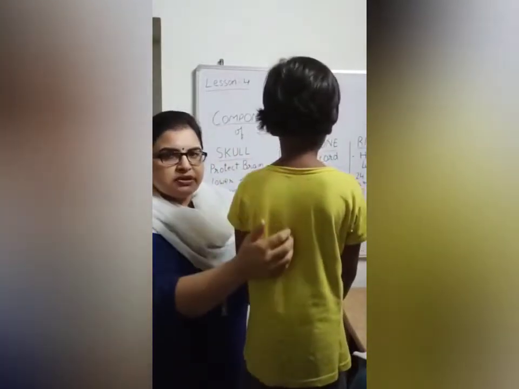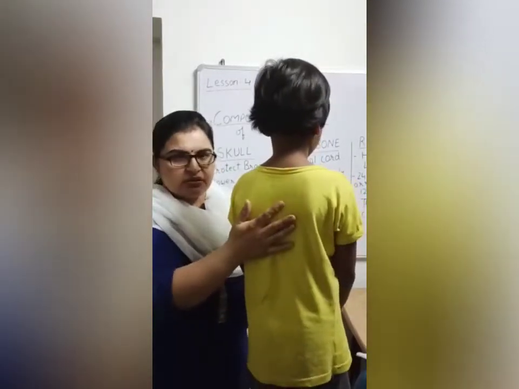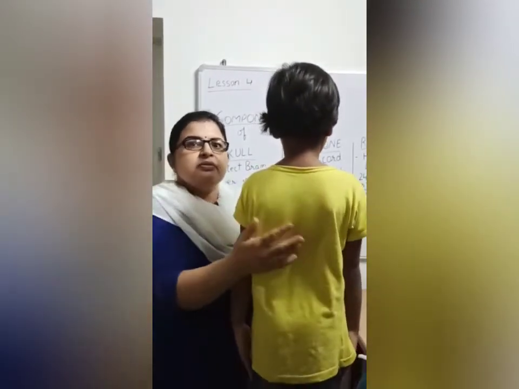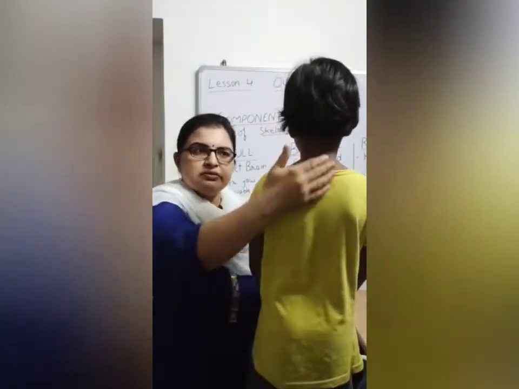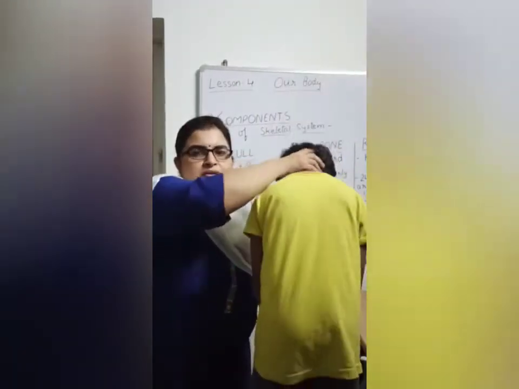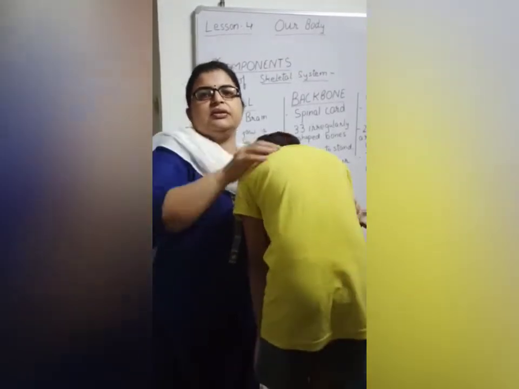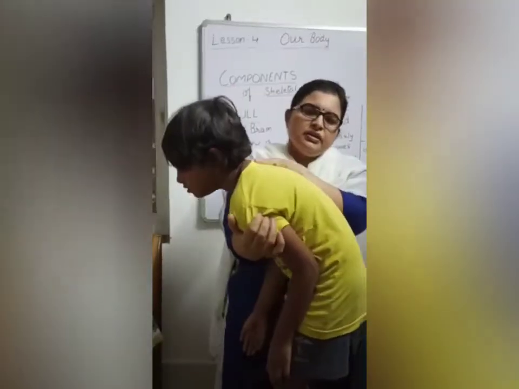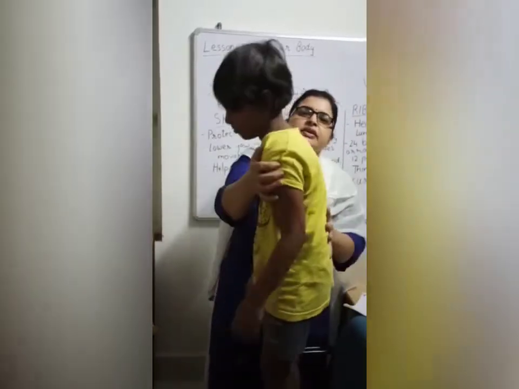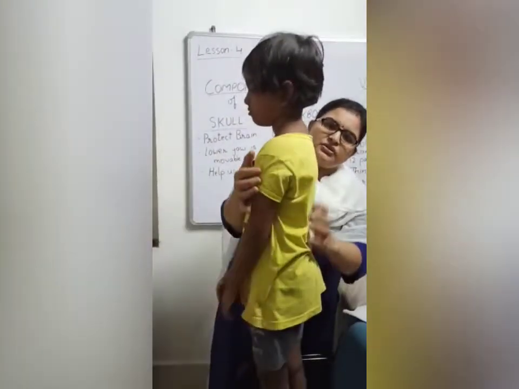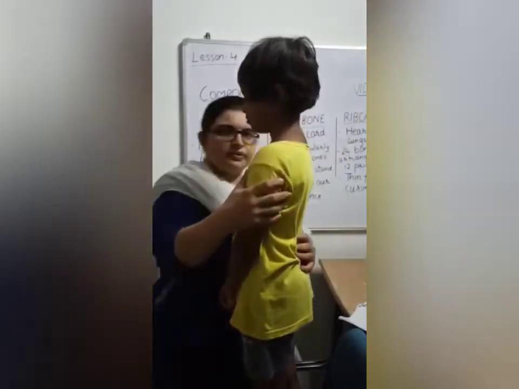Because of this only we can stand. A child of 5 months is not able to stand because the backbone is not developed. Because of this only we can move and bend. See, when she is bending, this bone is bending. When she is standing, this bone is standing. Because of this she can stand properly.